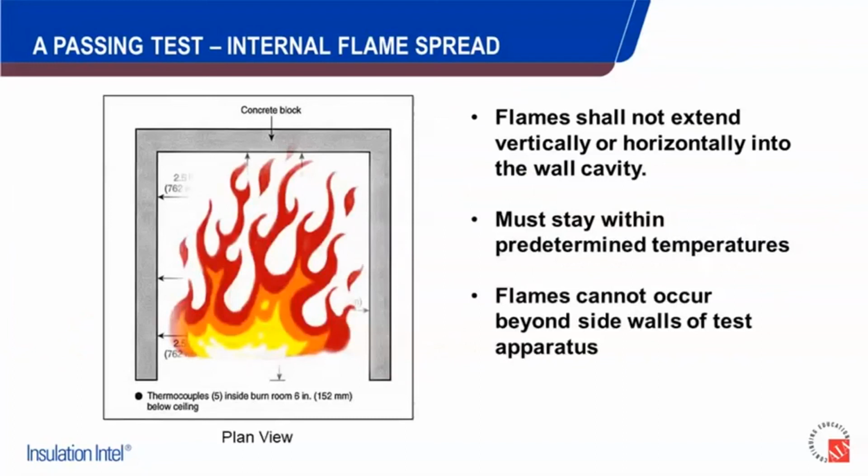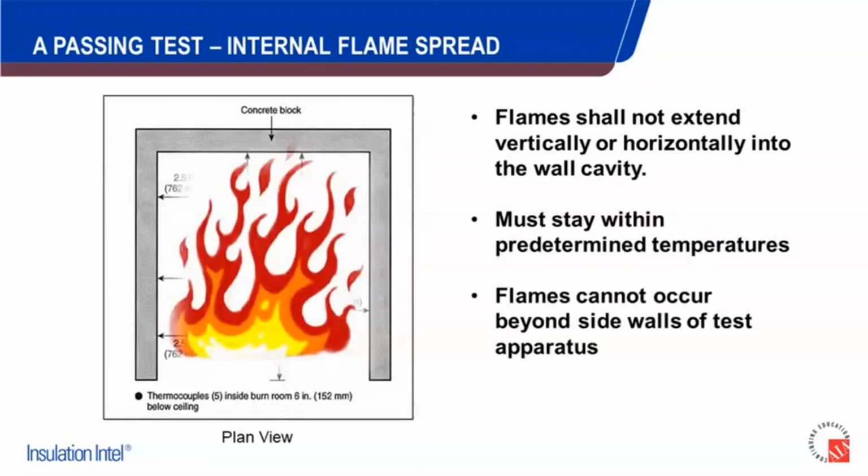They must stay within predetermined temperatures, namely they cannot exceed 500 degrees. So any thermocouple in the interior spaces cannot exceed 500 degrees. Any thermocouple in the actual wall assembly itself cannot exceed 1,000 degrees. And of course, flames cannot occur beyond the sidewalls of the test apparatus. So those are kind of the base parameters of what we would consider a pass-fail.